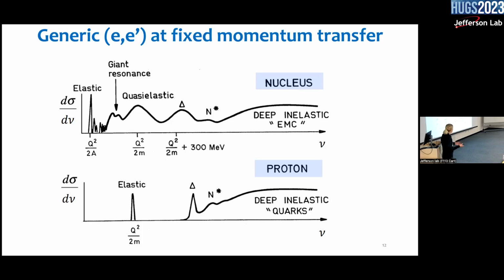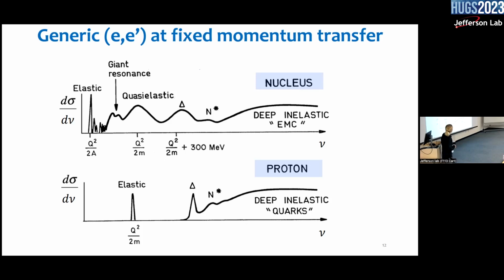We haven't shattered them. Once you start shattering stuff or exciting stuff, then you end up in this regime, where you excite maybe a proton to a delta or N-star resonance. And then you have the deep inelastic scattering regime, where you shatter stuff apart and then look at what comes out.